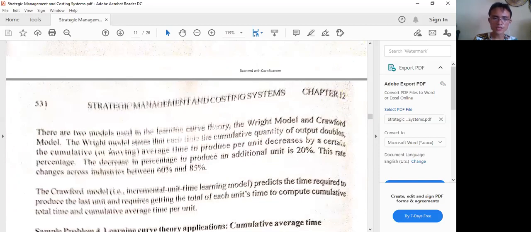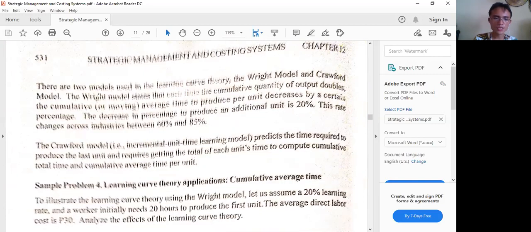So anyway, there are two models used in the learning curve theory, the Wright model and the Crawford model. The Wright model is that each time the cumulative quantity of output doubles, the cumulative or moving average time to produce per unit decreases by a certain percentage. And then the decrease is 20% in terms of the time. So in other words, there is an average decrease of time by 20% when units double.